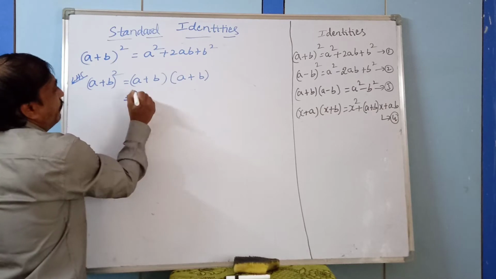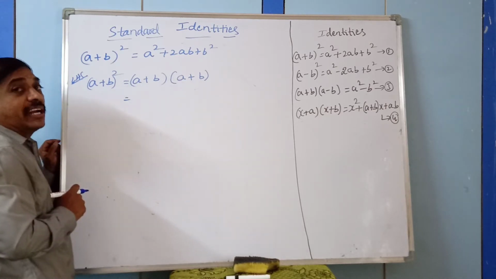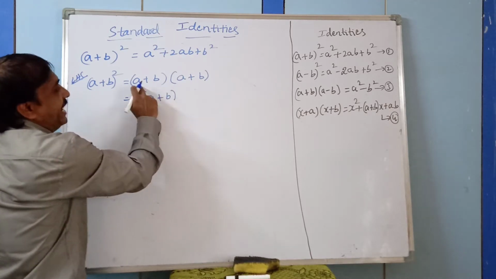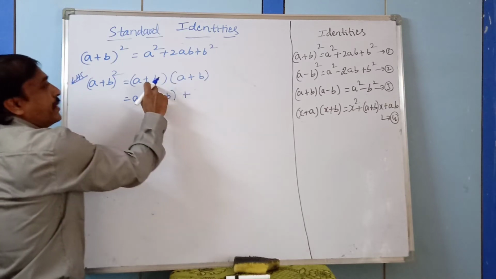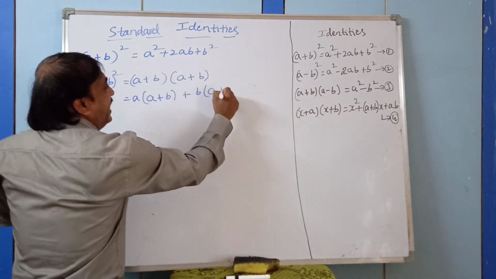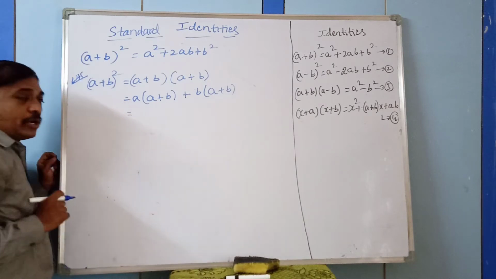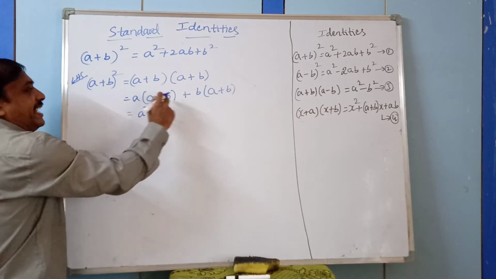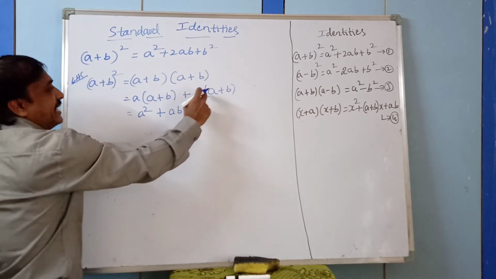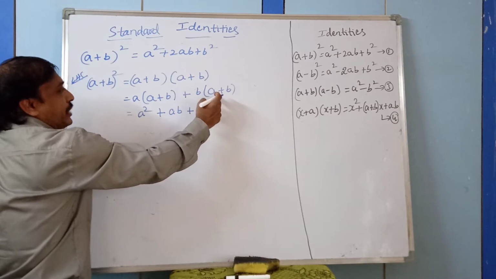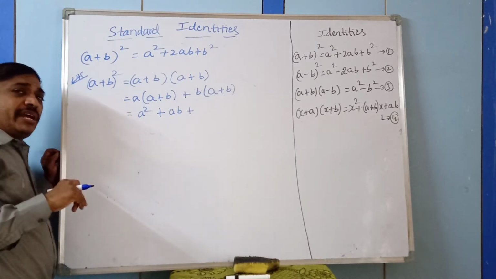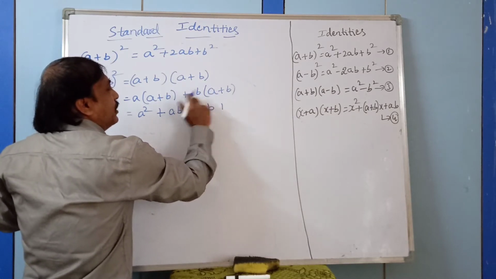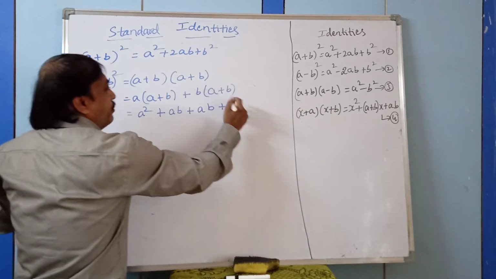Now observe it, the product of binomial to binomial. So a into (a plus b), plus b into (a plus b). Observe the product: a into a is a square, plus a into b, ab, plus b into a. What is the result? ba. But how can you write it? ba or ab, anything is the same. Then plus b into b, b square.